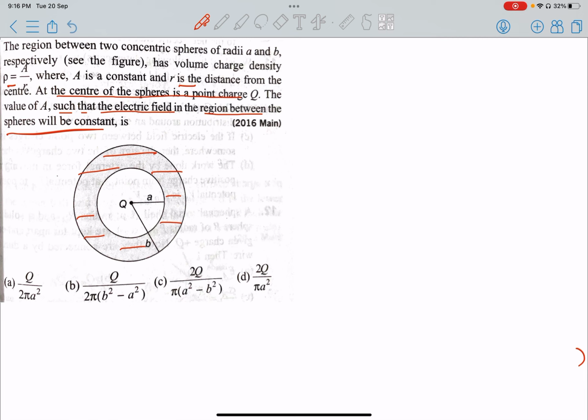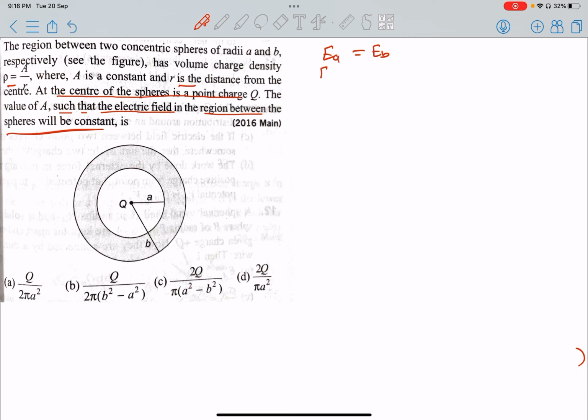So what does this mean? The field over here, over here, over here, everywhere it is constant. That means the field at the surface of a sphere of radius A is the same as the field at the surface of the sphere of radius B. Okay, so this is what it means. So let us start at this point: EA, the electric field at the surface of the sphere of radius A, is equal to EB, the electric field at the surface of the sphere of radius B.